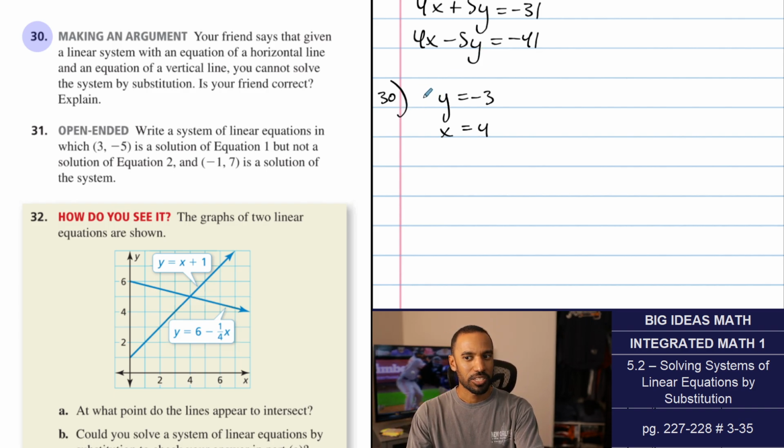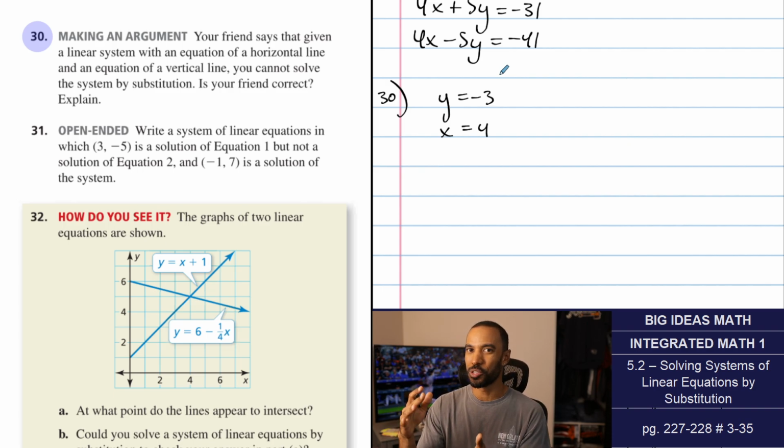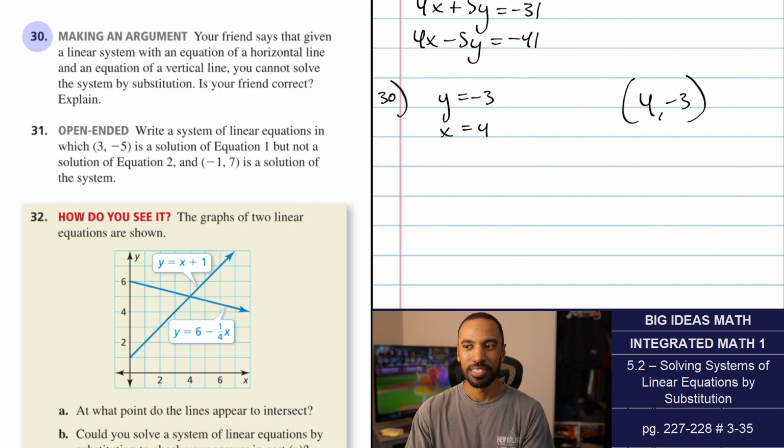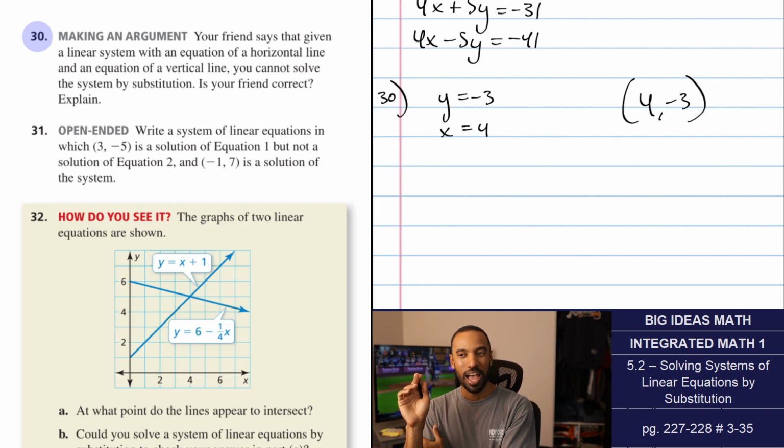Okay, there's no x in that equation, so you can't sub. There's no y equation, you can't sub, but that's the solution. Guys, what's the solution in the system? The solution is 4, -3. Did I use the substitution method? No, because nothing substitutes, nothing plugs into the other thing, so I don't know how to answer whether we're saying your friend's correct or not.